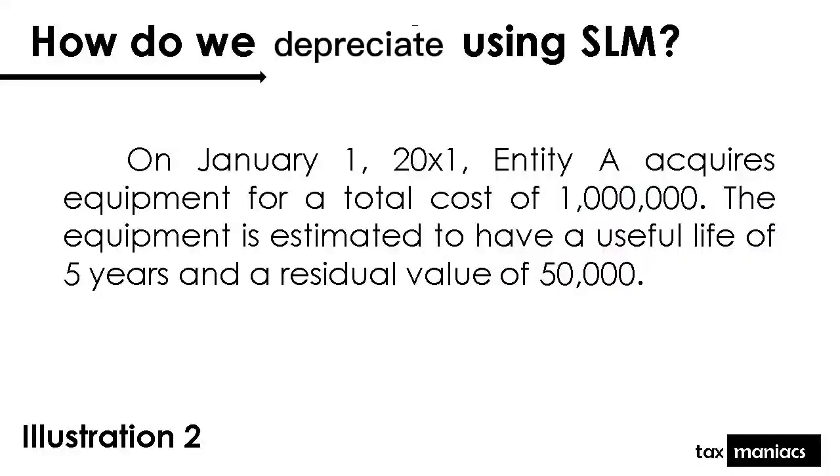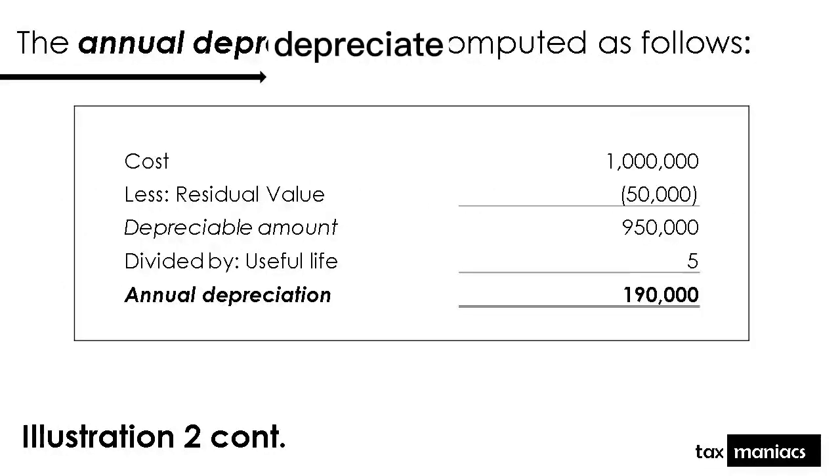How do we depreciate using the straight line method? An example is shown in the illustration. On January 1, 2001, Entity A acquires equipment for a total cost of 1 million pesos. The equipment is estimated to have a useful life of 5 years and a residual value of 50,000 pesos. The annual depreciation is computed as follows.